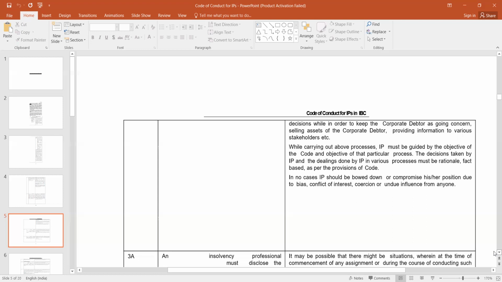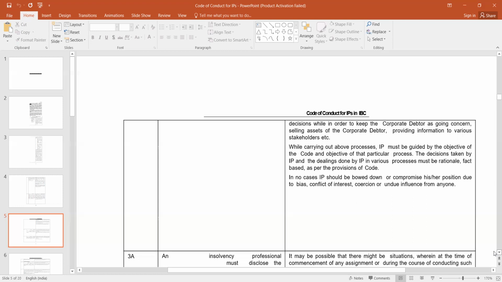So while carrying out the above processes, IP must be guided by the objective of the code and objective of that particular process. The decisions taken by IP and the dealings done by IP in various processes must be rational, fact-based as per the provisions of the code. In no case, IP should be bowed down or compromise his or her position due to bias, conflict of interest, coercion, or undue influence. So this is the point. Basically, there should not be any bias. So bias means unfair dealings. You are dealing with one person in one way and the other person in another way. Then conflict of interest, then coercion or undue influence. So this is the third point.